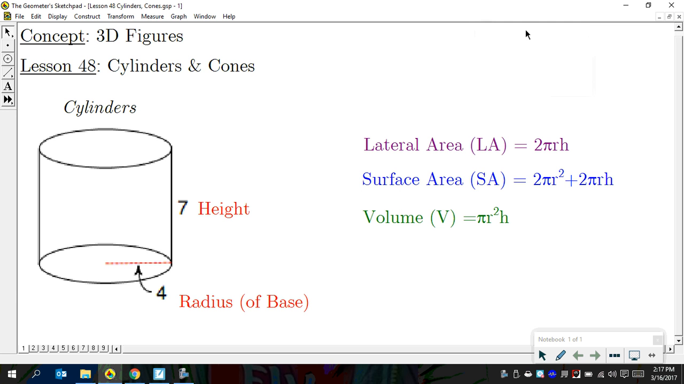We're moving on to our final group of lessons. We're going to talk about 3D figures. We're going to talk about surface area and volume. And we'll start today with two shapes, the cylinder and the cone.